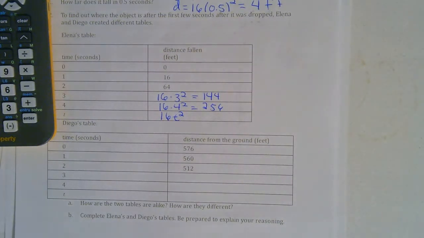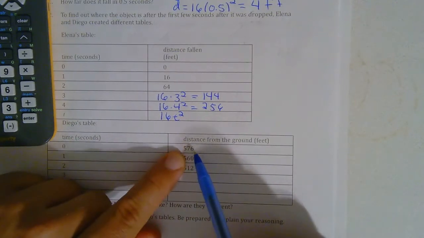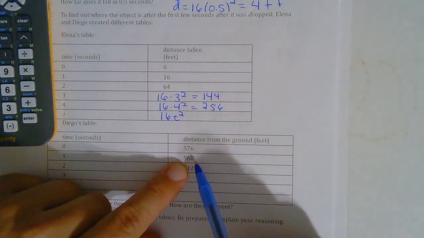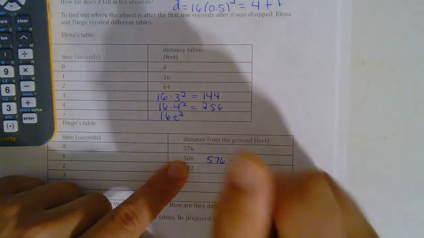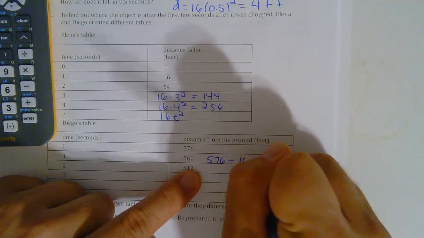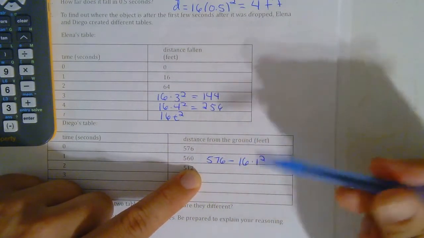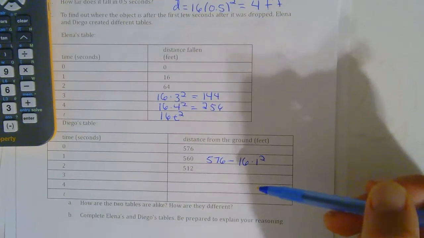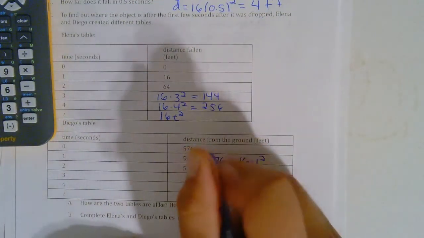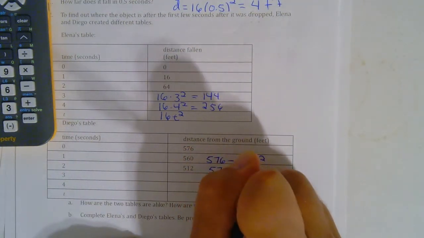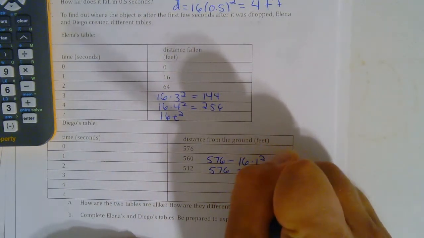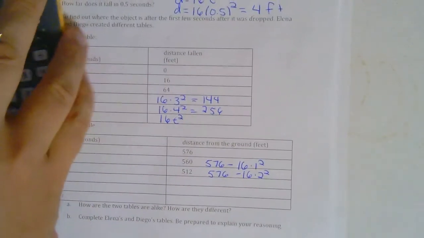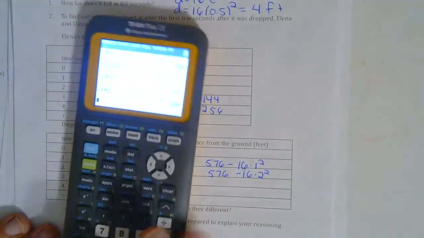Now, in this situation, this is different. So remember, after 1 second, if we start at 576, but it's falling downward, we would take our 576, and then subtract off 16 times 1 to the second power, because we're taking away the difference that it fell. And then to get after 2 seconds, I would go 576, the starting height, minus 16 times 2 seconds squared.